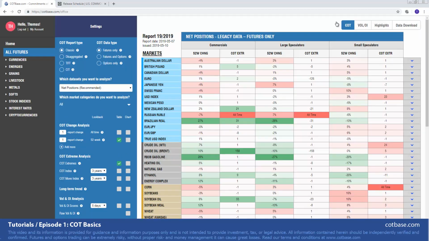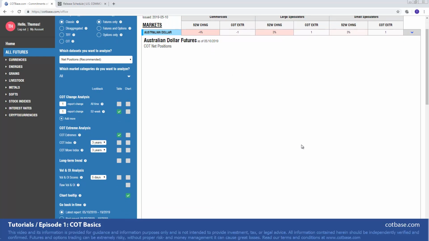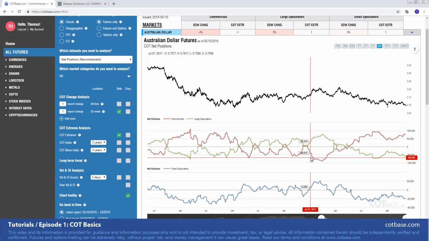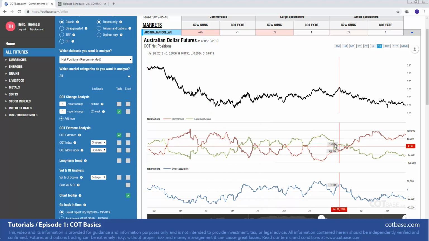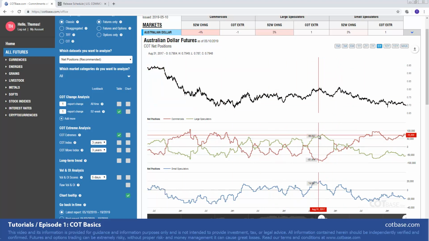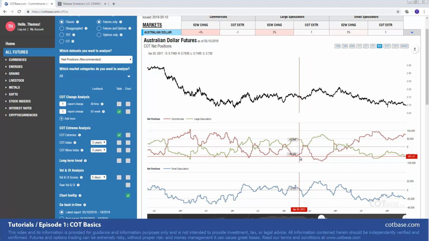Let me show you the main page of our service, because here I can explain what's so interesting and valuable about this data. You can see some lines here. These are the COT charts themselves. This is the price of the Australian dollar, and here you have three different colors. In green you can find large speculators, in red you have commercials, and in blue we have small speculators. And this, as I said, is the breakdown of open interest. These charts show you the net amount of contracts these traders are holding.